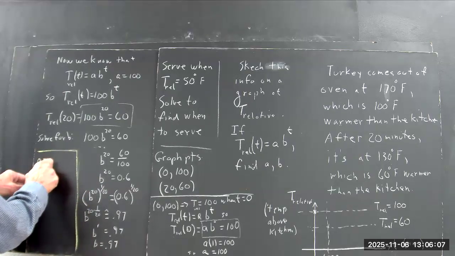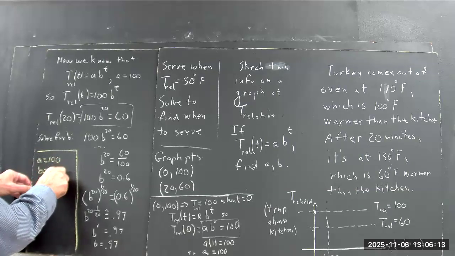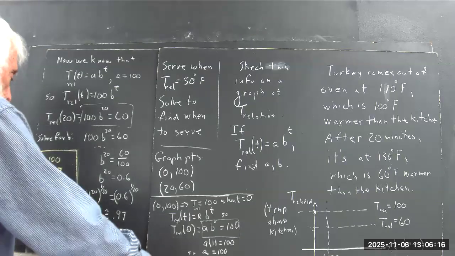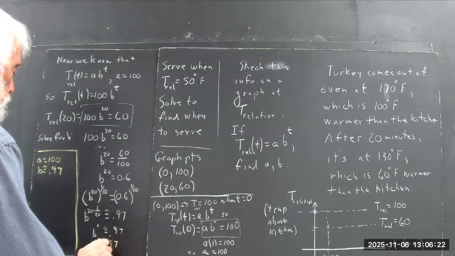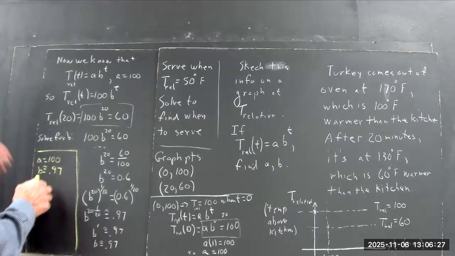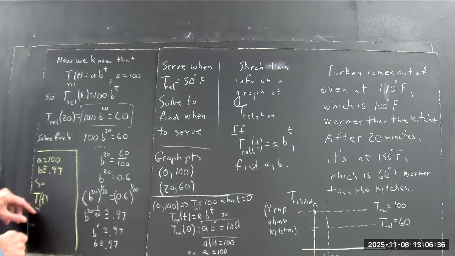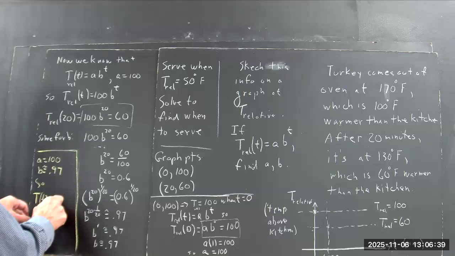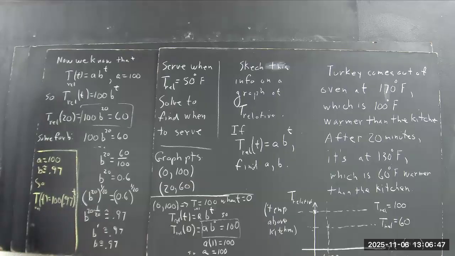So now it's only approximately equal to 0.97. I had the approximate equal up here, but I'm going to keep it throughout. Okay, b is approximately 0.97. So our function is big T of little t, and we'll do the subscripts, T relative of t. And it's 100 times 0.97 to the t.